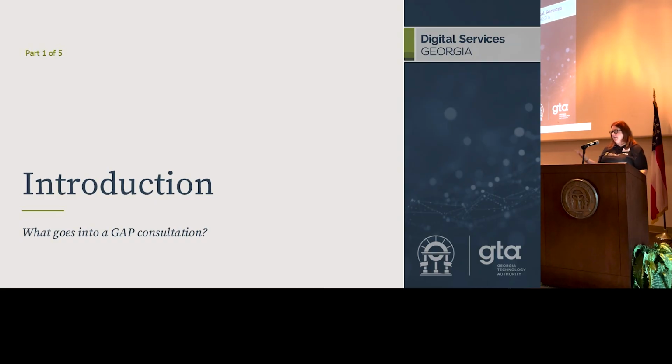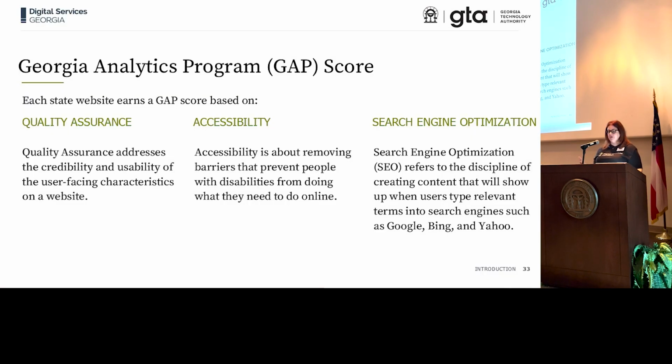So when we talk about a gap consultation or a gap analysis, what do we mean? First, just for a quick review, if anybody's not up to speed, the Siteimprove gap score, you'll also sometimes see it referred to as the DCI score, is the average of your scores for QA, quality assurance, accessibility, and search engine optimization, or SEO. It's an assigned score to assess the user experience of your website, and it's a score assigned between 1 and 100, and the minimum score for government agencies, the benchmark, is 80.